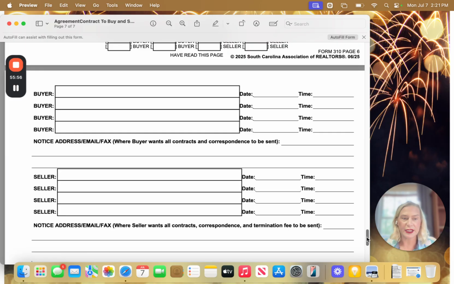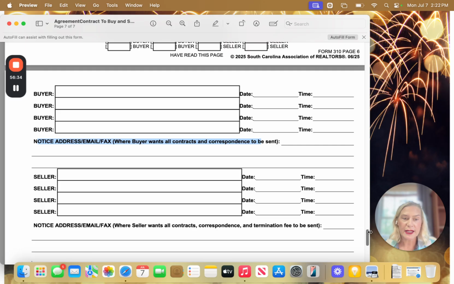I know this is going to be a big audit issue as well. Buyer and seller signatures, date and time. But the most important part is the notice address, email, or fax number, where again, we're spelling things out that's simple and easy for everybody to understand. This section is where the buyer wants all contracts and correspondence to be sent. Honestly, the buyer's agent email address is completely sufficient here. So where do they want all of the counteroffers to be sent? The buyer's agent address or email address is perfect right there.